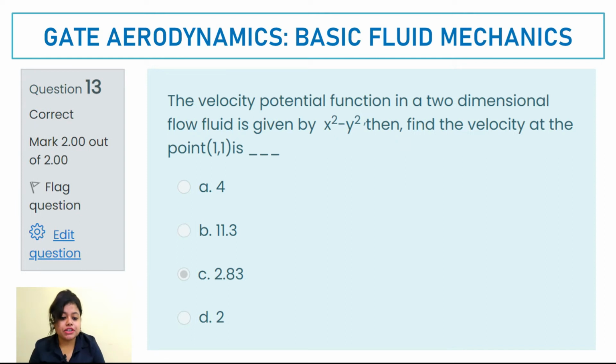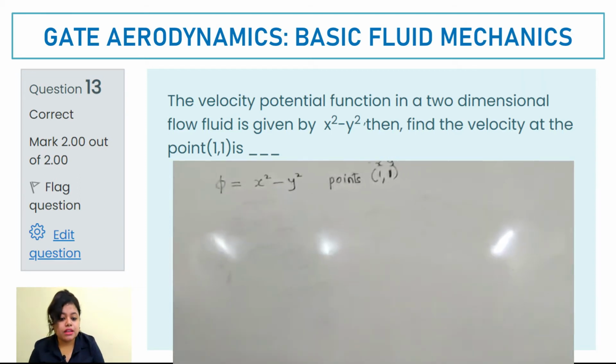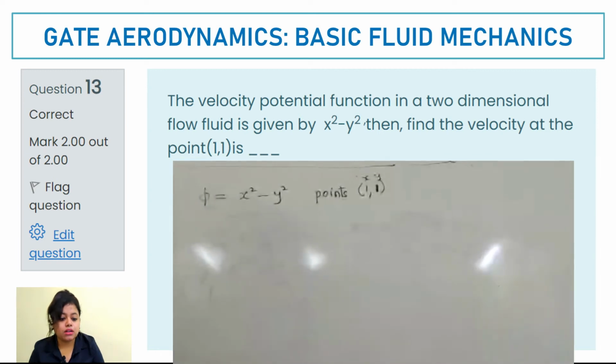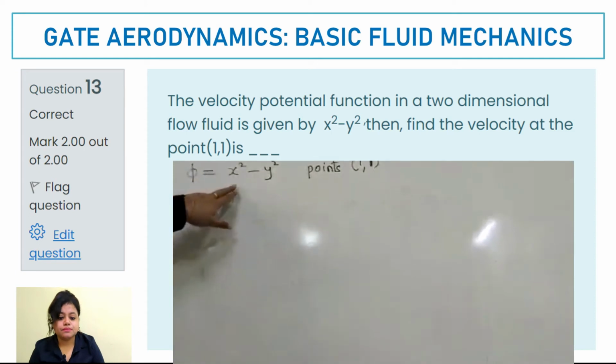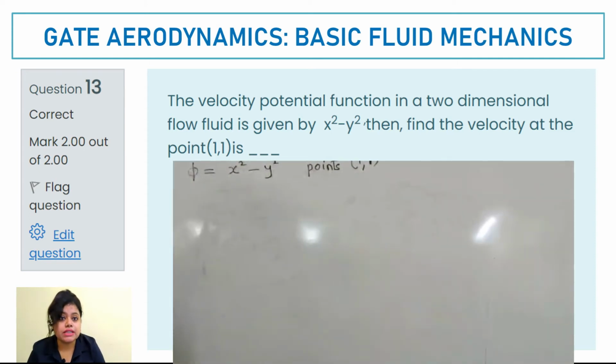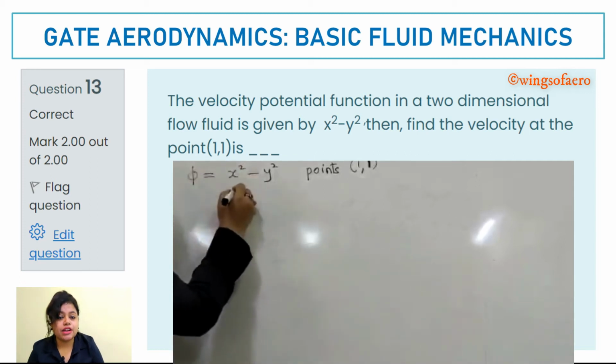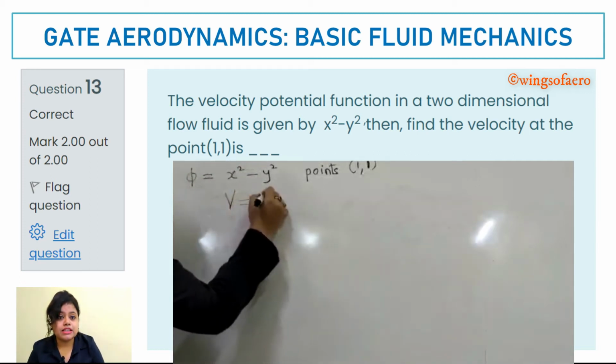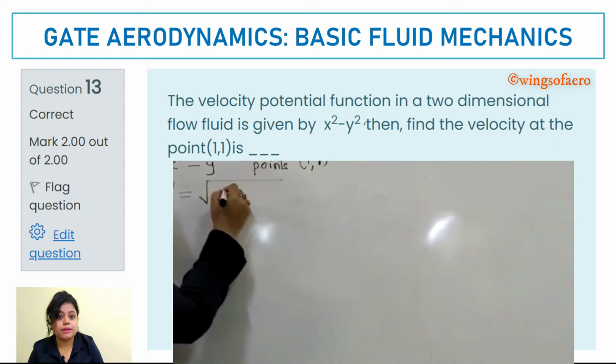The velocity potential function in a two-dimensional fluid flow is given by x square minus y square. Then find the velocity at the point (1, 1). Here you have to find the resultant velocity. Now how can you find the resultant velocity? Yes, that means you have to find root over of u square plus v square.